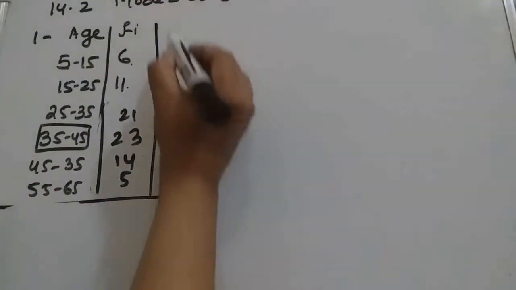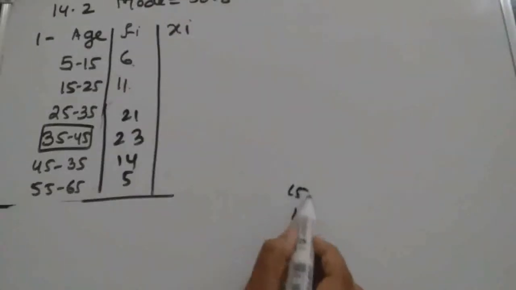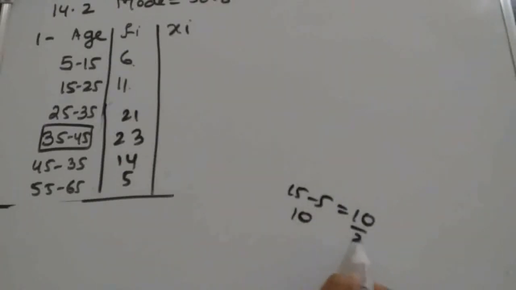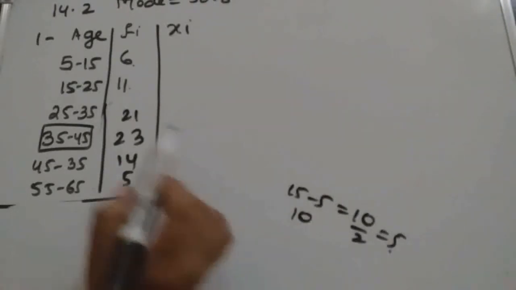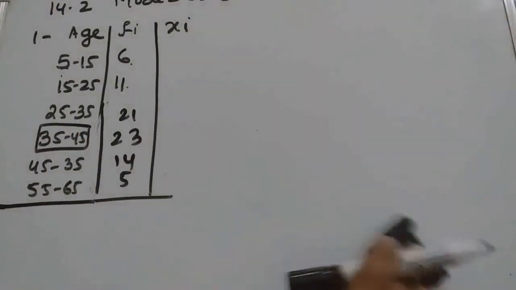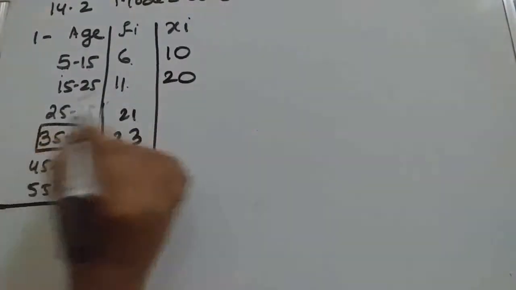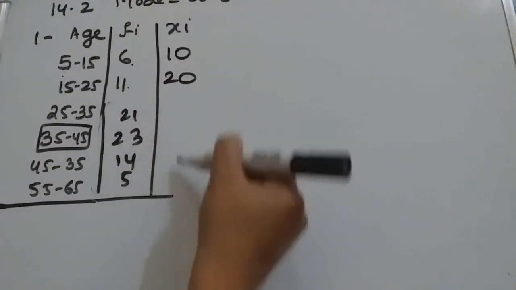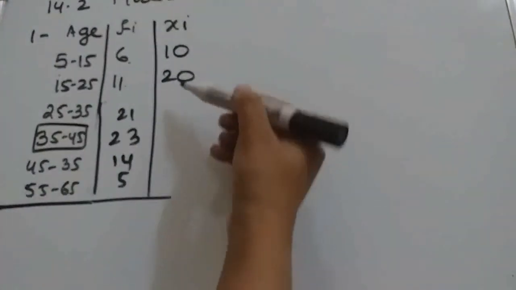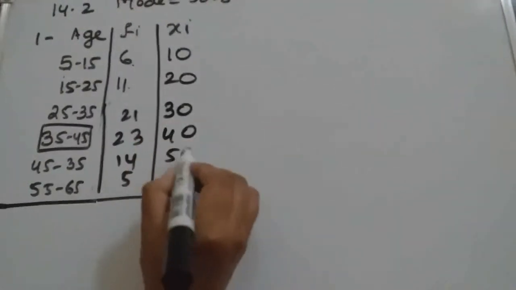We'll find xi first. So xi will be 15 minus 5 is 10, 10 by 2 is 5. So 5 you should add in each of the lower class to get xi. So 10, 20. So ultimately 10 difference is there. So the remaining class marks you can find by adding just 10 to the previous class. So 30, 40, 50 and 60.